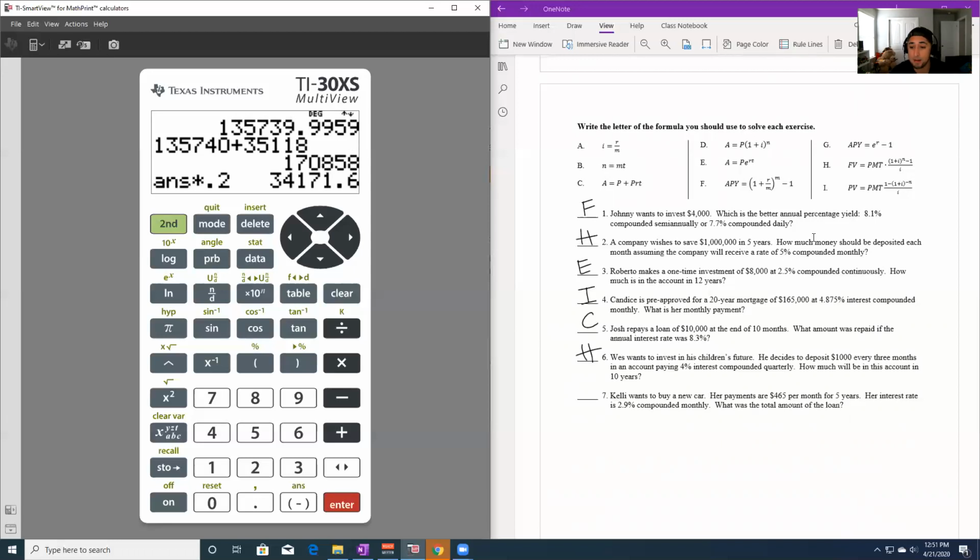Okay. 7, Callie wants to buy a new car. Her payments are $465 per month for 5 years. Her interest rate is 2.9% compounded monthly. What is the total amount of the loan? Her payments, her interest rate. So what is the present value of her loan? So again, that is I.